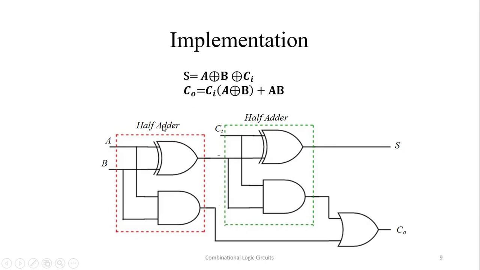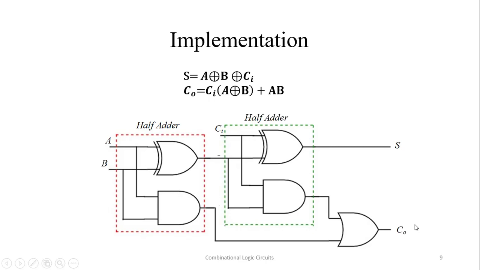And this is the carry out. So we have CI and A B, so this is AB. This term is implemented by this AND gate, and this other term is implemented by this AND gate. This is the output of the first exclusive OR gate, and CI is ANDed with it. So we are left with these two terms. For the plus between them we use an OR gate. So this is the output.